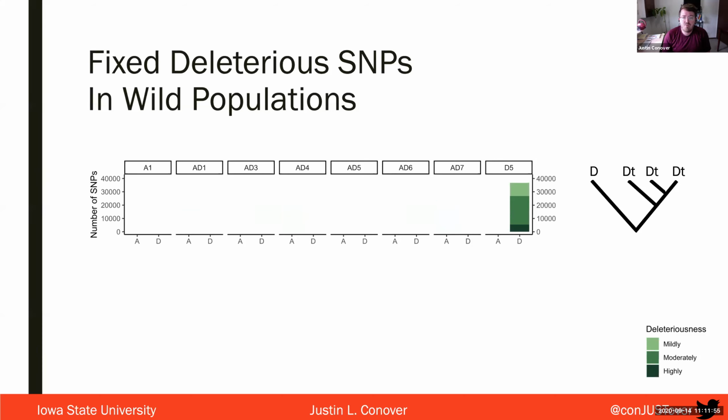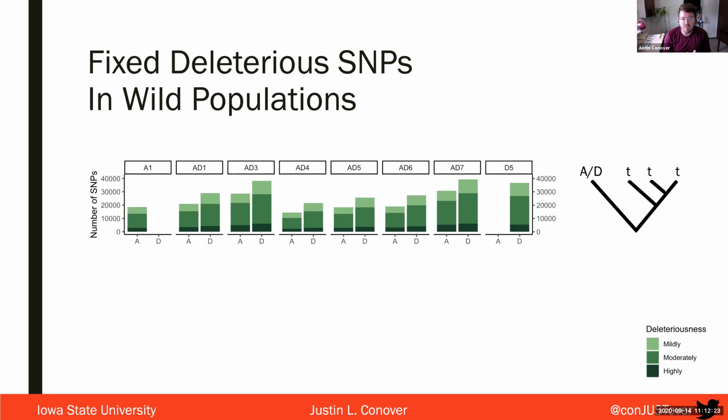If we shift our focus to the D subgenome now, to the D diploid, we see a lot more deleterious mutations that are fixed within the D diploid. And again, when we look at the polyploids, there's some species that have fewer deleterious mutations in the D subgenome than in the diploid, and some species that have more fixed deleterious mutations than in the D diploid. But what's really interesting in this pattern is that when we actually compare between the subgenomes, we see that generally, in every case, there's more fixed deleterious mutations in the D subgenome than in the A subgenome.